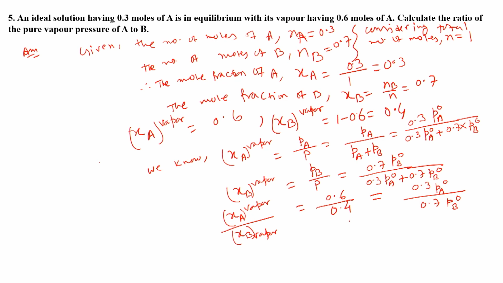So we need to calculate the ratio of pure vapor pressures, that is Pa naught by Pb naught. Pa naught by Pb naught will be 0.6 times 0.7 by 0.3 times 0.4. So we get 1.4 by 0.4, so basically we are getting here 7 is to 2. Yes, 7 is to 2.